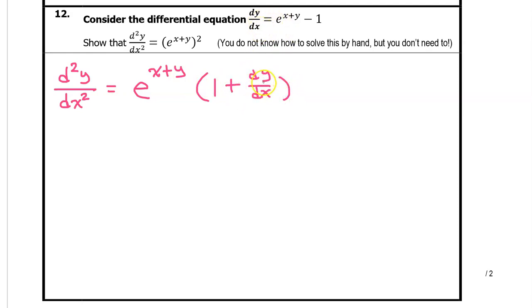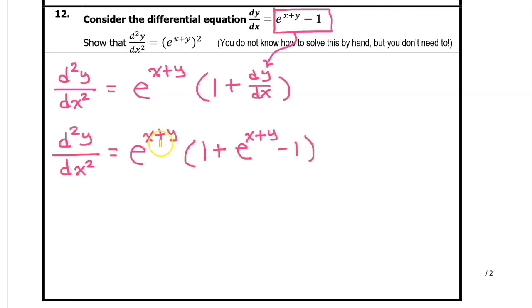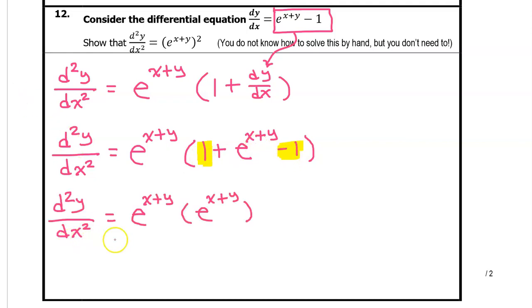Let's do a substitution here so we can replace dy dx with what it is equivalent to. So we're going to put this right here. But then we notice that we have like terms here and here. 1 minus 1 cancels itself out. So now we have this. And oh look, e to the x plus y times e to the x plus y is e to the x plus y squared. And we have now shown that the second derivative is indeed equal to e to the x plus y squared.